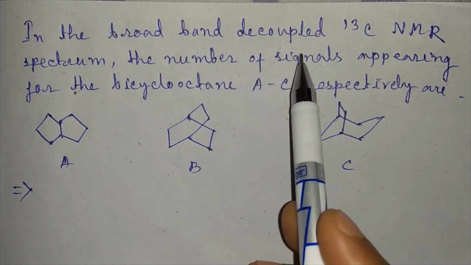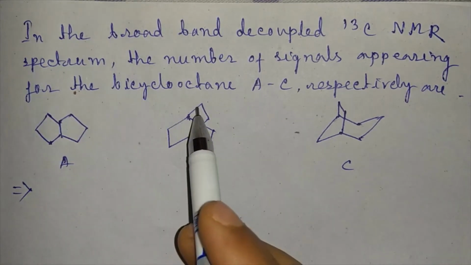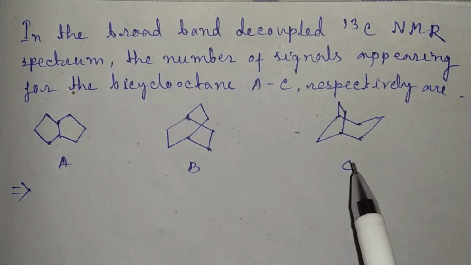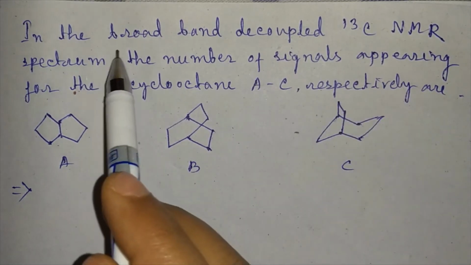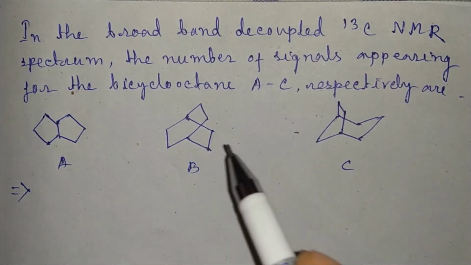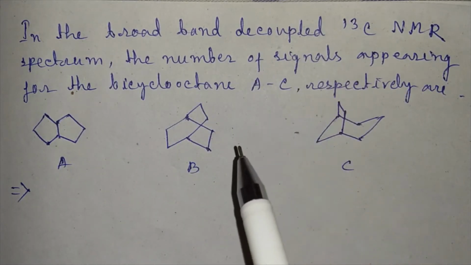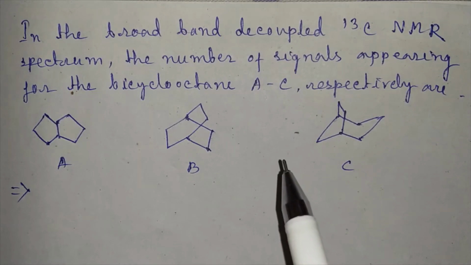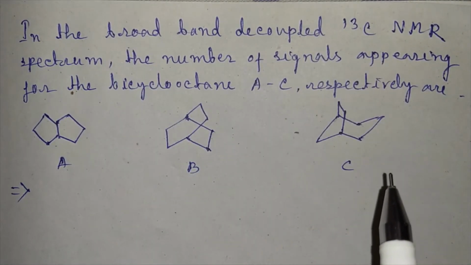In the broadband decoupled 13C NMR spectrum, what is the number of signals appearing for the bicyclooctanes A to C, respectively? For these three molecules, we need the number of signals in the broadband decoupled 13C spectrum. Broadband decoupled 13C spectrum means each carbon gives only one signal, no splitting will be observed. All the splitting will be cancelled in a broadband decoupled 13C spectrum.